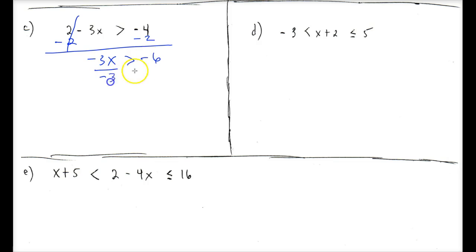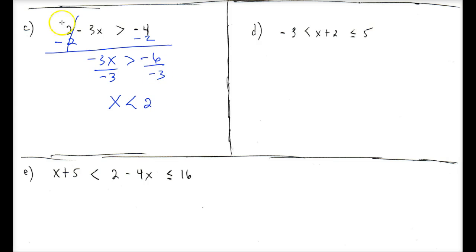And so now, whenever we divide, notice that we are dividing by a negative number. And so with inequalities, whenever we multiply or divide both sides by a negative number, we have to change the sense of the sign, which means we have to flip the sign. So instead of this greater than, now it is less than. And so -6 divided by -3 is a +2.